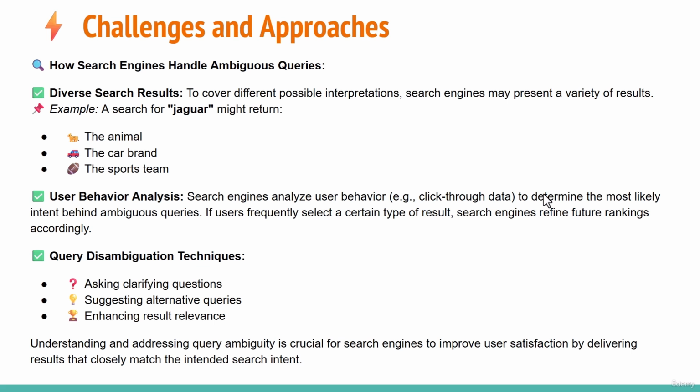Following that are alternative queries. You must have seen alternative queries listed at the end of the search results page. Next, enhancing result relevance. For today's users, Google is also showing AI overviews. In this way, dealing with query ambiguity is a big headache for the search engine, but it is finding solutions.